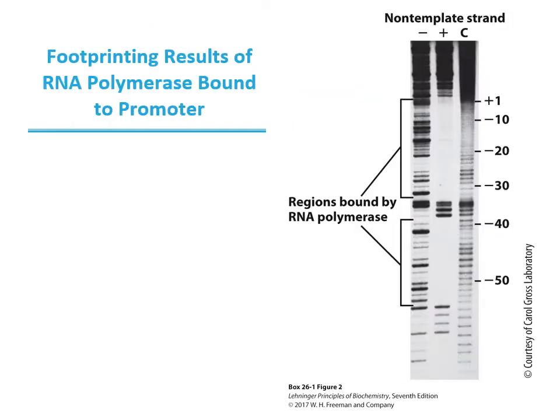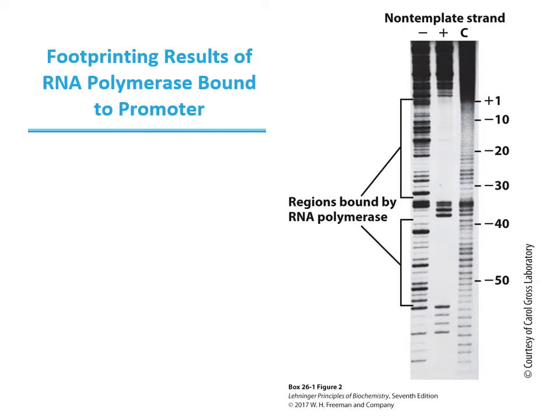This is an experimental result showing where RNA polymerase binds to the LAC promoter. In this experiment, the 5' end of the non-template strand was radioactively labeled. Lane C is a control in which the labeled DNA was cleaved with a chemical reagent that produces a uniform banding pattern. This means that the reagent digests one nucleotide at a time.